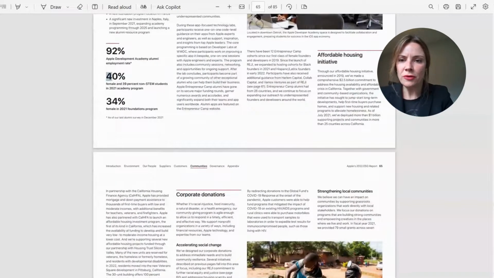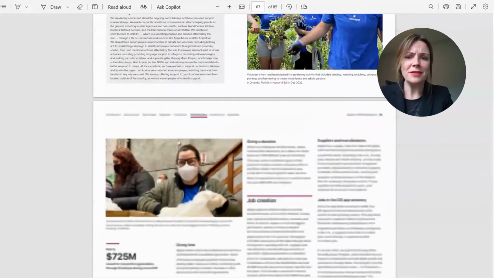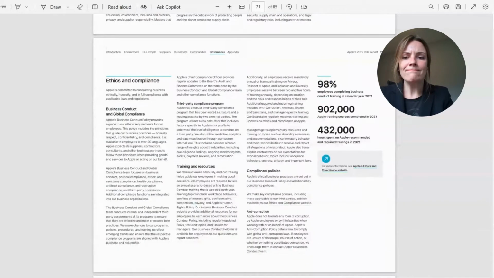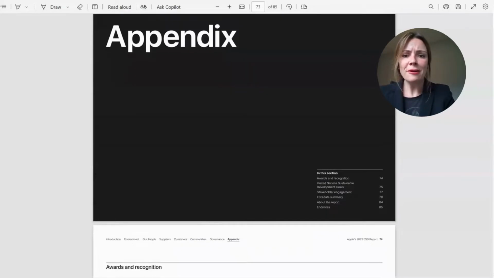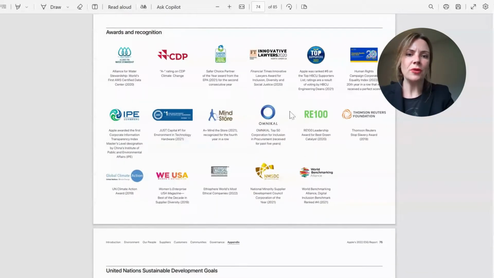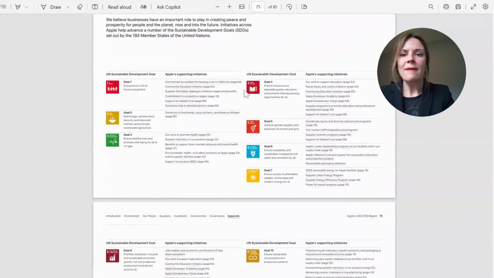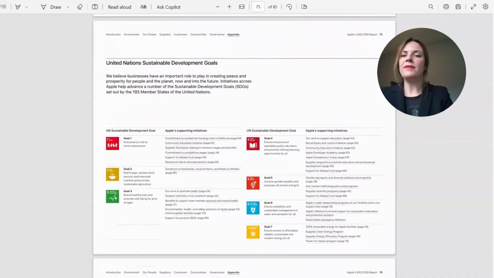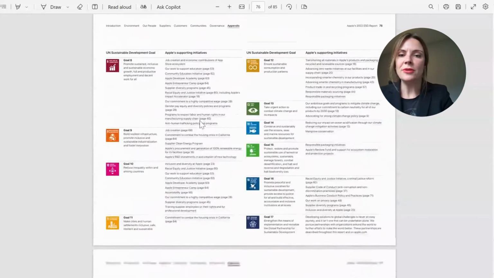I like this number: 40% female and 39% non-STEM students in 2021 took the Academy course. They have an affordable housing initiative. So there's real numbers in here, not just jargon that somebody pulled from an AI tool, for example. And in their appendix, they also show some awards and recognitions that they have achieved. They align themselves with a few of the 17 United Nations Sustainable Development Goals.